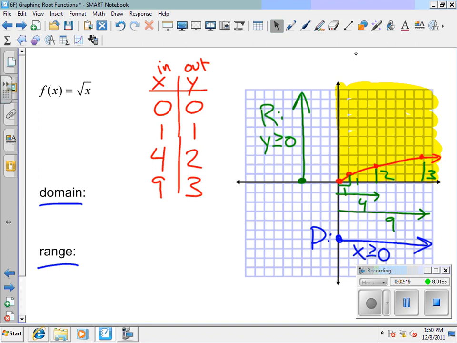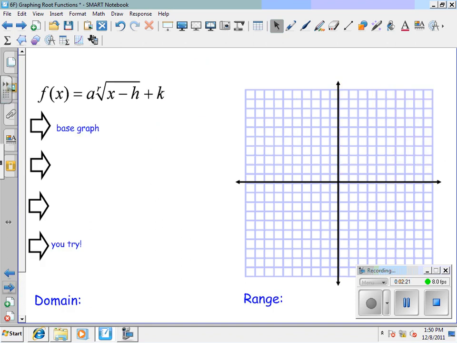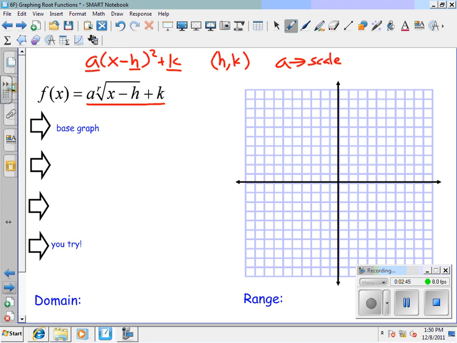Okay. Now, let's take a look at how this applies to other things. Notice we have this form right here. Now, notice this looks a lot like what we saw before with parabolas and quadratics. X minus h quantity squared plus k. And notice we had a starting point of h comma k, and then we had a scale factor of a, and that's your scale, okay? And here again is your start point, h, k. So let's take a look at a couple examples.